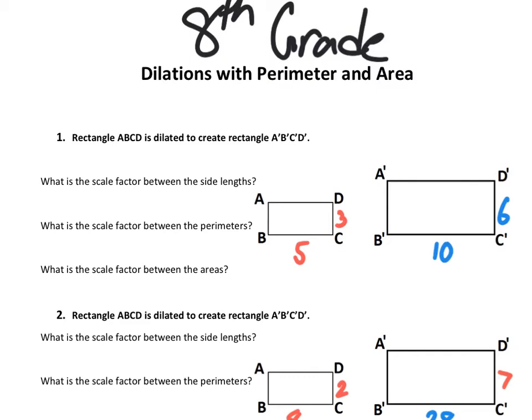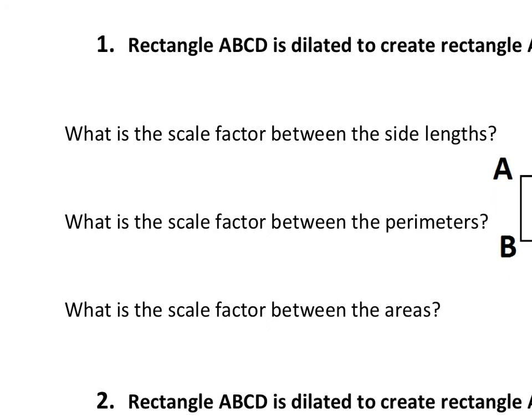So number 1 says the rectangle ABCD is dilated to create rectangle A'B'C'D'. On each one of these, we're supposed to be finding the scale factor. On every one of these, we're going to be doing new divided by old in order to find the scale factor.